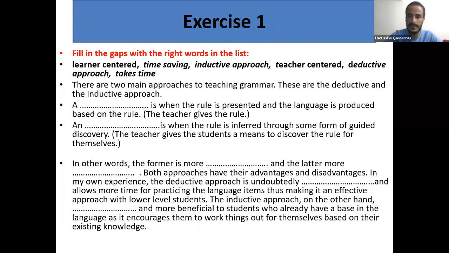What is this? So let me see the answer. Deductive, good. It's deductive, yes. The teacher gives the rule. An inductive, good, is when the rule is inferred through some form of guided discovery. Students will discover the rule by themselves. How? Color coding. Asking questions. What do they have in common? Using pictures. So guided discovery.